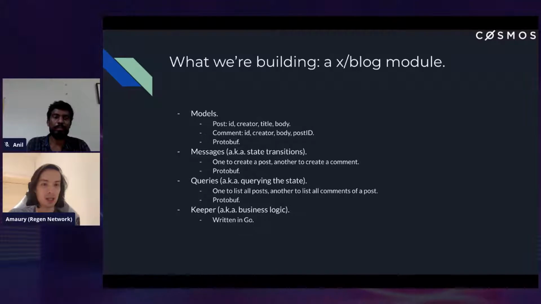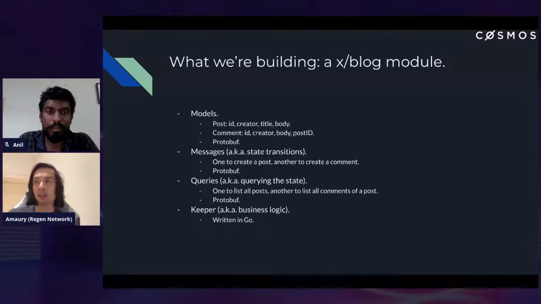Once we have our models, we'll define the messages, which are really just the state transitions. If you imagine the Cosmos SDK as building a state machine, then messages are state transitions, so in the Cosmos SDK they are called messages. Just to keep things really simple, we'll create one message to create a post and another to create a comment. We won't deal with deleting or updating. I think once you get the gist of how to create one message, you know how to write the other messages by yourself. Again, these messages will be written in Protobuf, and we'll see what that means and how it works.